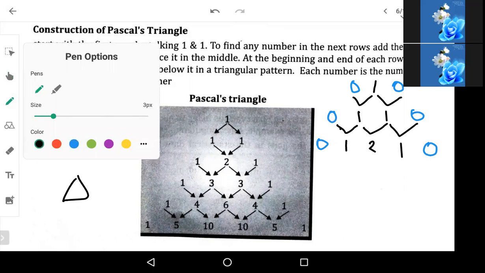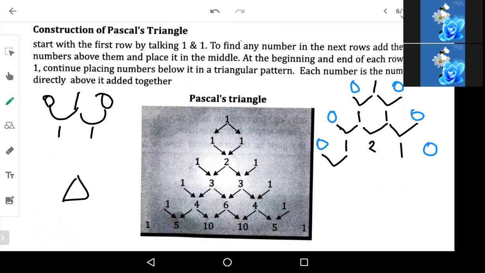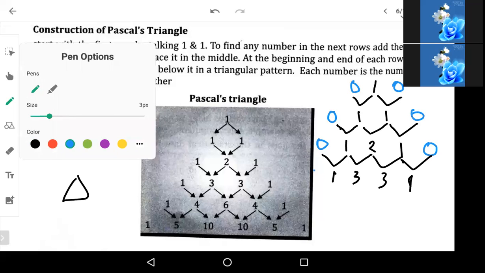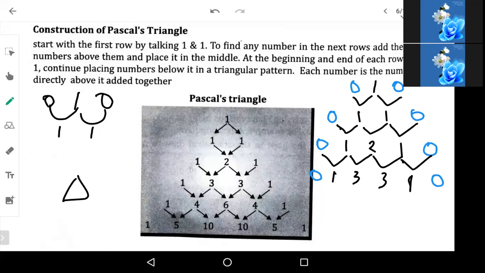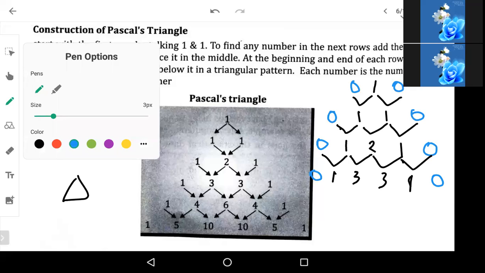Now let us add these numbers. 0 plus 1 is 1. 1 plus 2 is 3. 2 plus 1 is 3. 1 plus 0 is 1. Everywhere only addition. No subtraction. You just have to keep adding 2 numbers. So this is the next stage. Again, take 0 in the first, 0 in the last. Okay. Now again add the numbers.